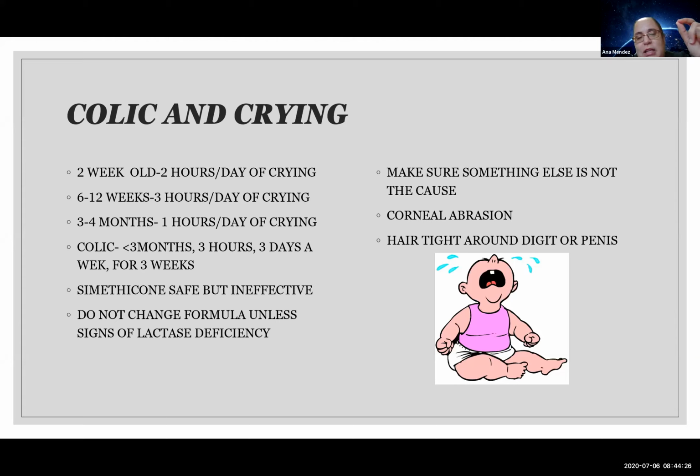Make sure that if you have a crying infant, something else is not the cause, okay? They can have a corneal abrasion. I've seen hair tied around the digits or the penis, causing the pain, so you have to look everywhere. And don't forget that a coronary artery abnormality in a baby will present in the first few months of life with crying while they feed and sweating, like little baby exercise, and then chest pain. And if you have a baby like that, you may better send them to the cardiologist and make sure they don't have an abnormal coronary artery.